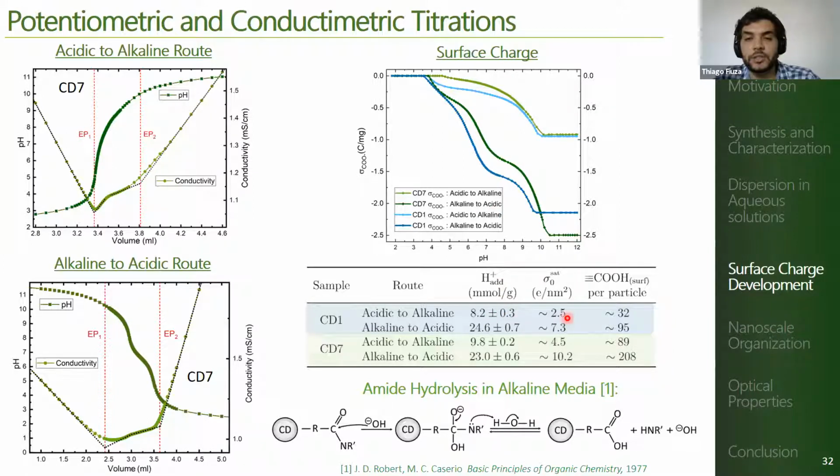You can see here that evaluating the charge roughly using the size and the density of the nanoparticles, we obtain 2.5 charges per nanometer square in the acidic to alkaline route, and 4.5 for the CD7 in the same route. However, the charge is way higher when we look at the inverse route. And we imagine that this is because of the amide hydrolysis, in which it transforms the amide groups into carboxyl groups. So in this way, we have more carboxyl groups to be deprotonated, increasing the charge, and also changes the pK.